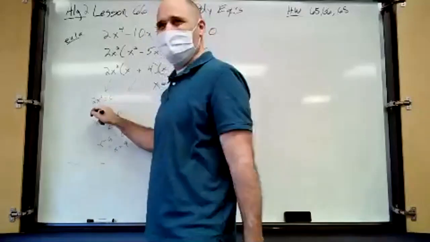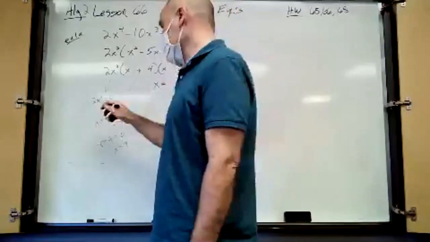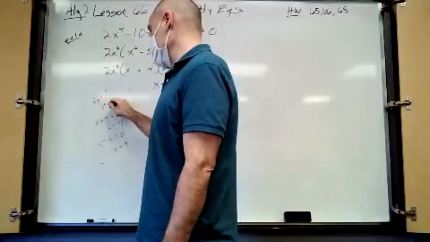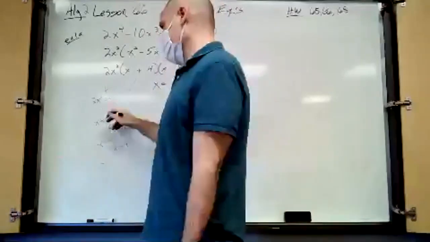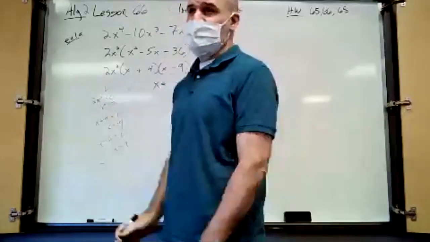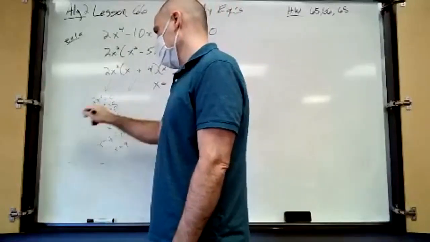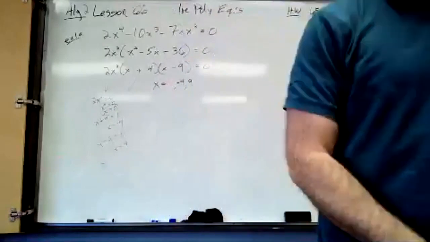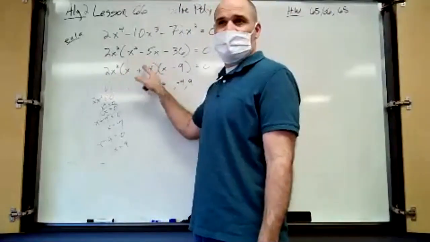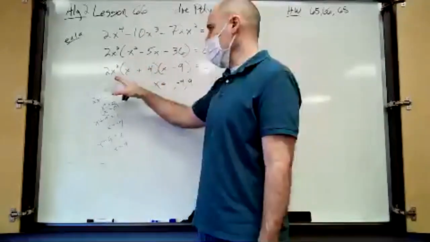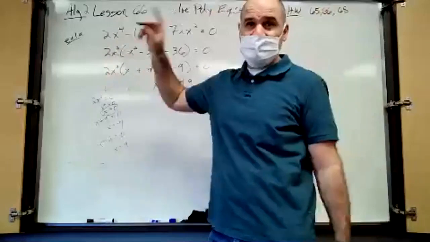What is x here? Divide by 2 and you get x squared equals 0. So what's x? Square root both sides. What's the square root of 0? 0. So x equals 0. So anytime x itself is a factor, see how x is not a factor here. The factor is x plus 4. But whenever x by itself is a factor, then one of your solutions is 0.